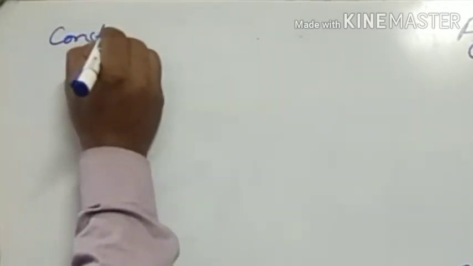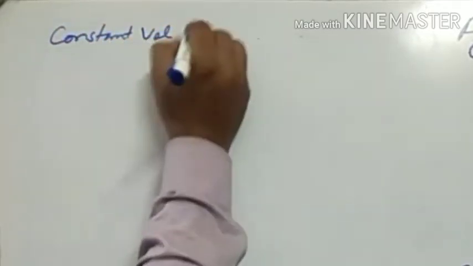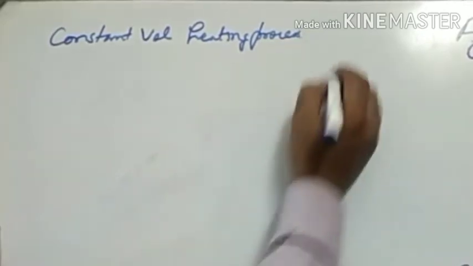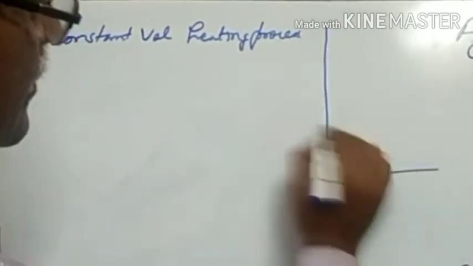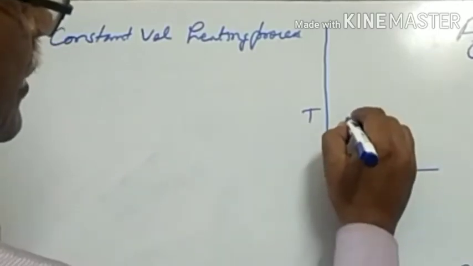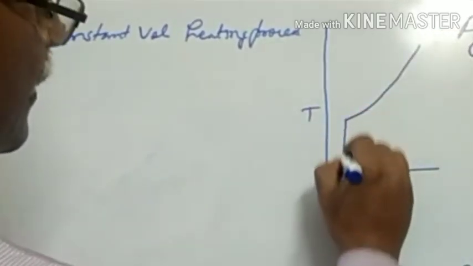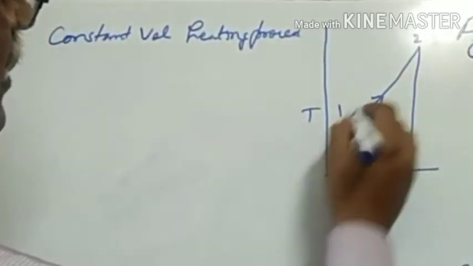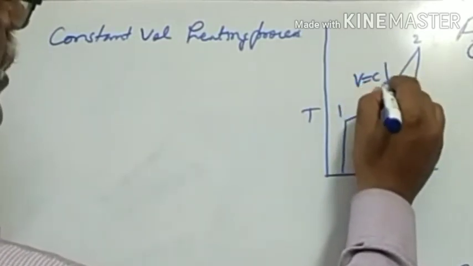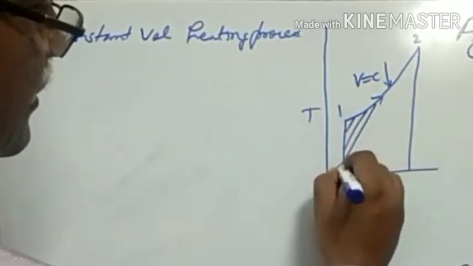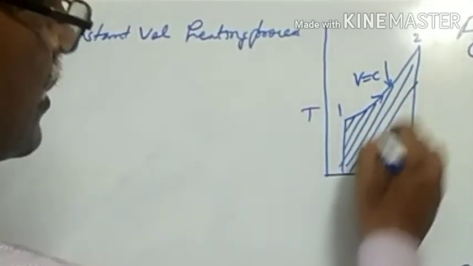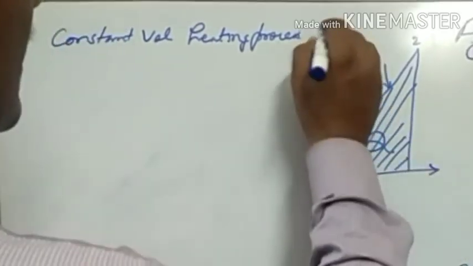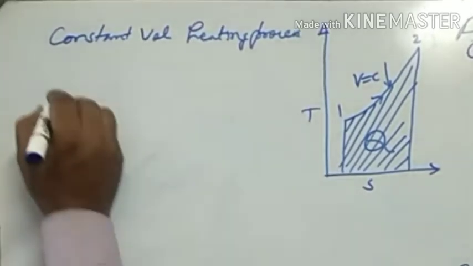Constant volume heating process. On the TS diagram, it can be drawn this way. 1 to 2, a constant volume heat addition process. This is the constant volume process, and the area under this curve is equal to the heat transfer. Now we will start again from the first law.